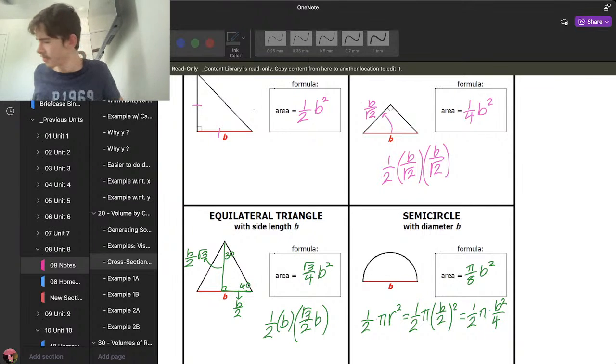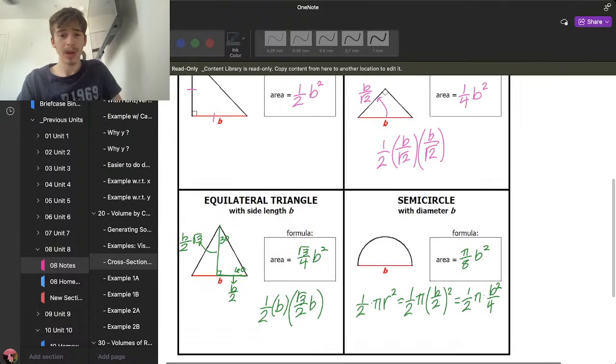Double integral is not on the exam. That's multivariable for Calc 3.